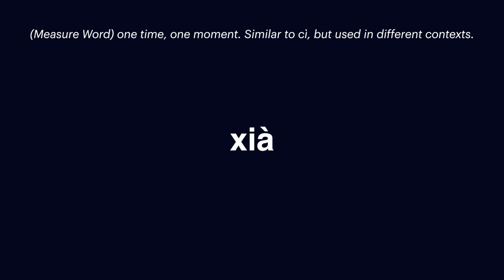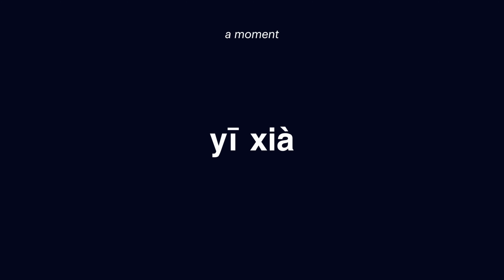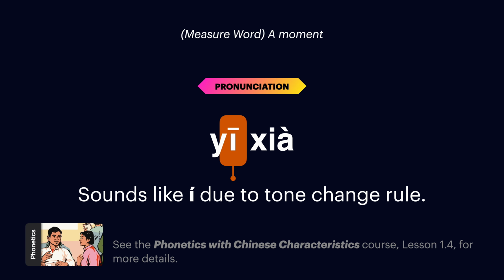下. This means once or one time, similar to 次, but used in different contexts. 一下. That means a moment. And this 一 here undergoes a tone change. It's supposed to be a flat tone, but here it sounds more like a rising tone. 一.